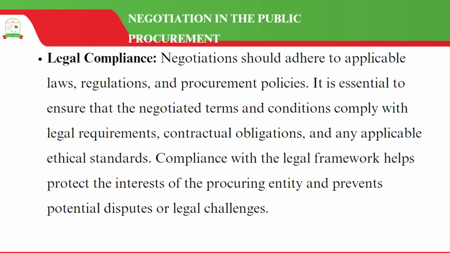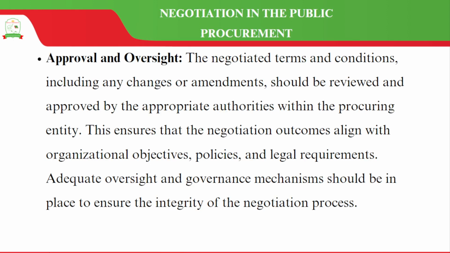When you're talking about compliance here with legal frameworks, it helps protect the interest of procuring entities, and it is also going to prevent potential disputes. We also need approval and oversight. Negotiated terms and conditions, including any changes and amendments, need to be reviewed and approved. The purpose of doing this is to ensure that negotiation aligns with organizational objectives, policies, and legal requirements. Therefore, we need adequate oversight and governance to be able to do this.